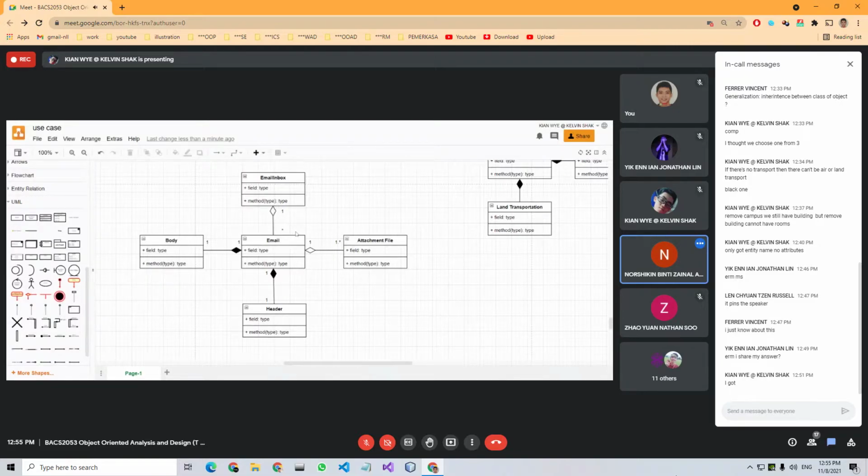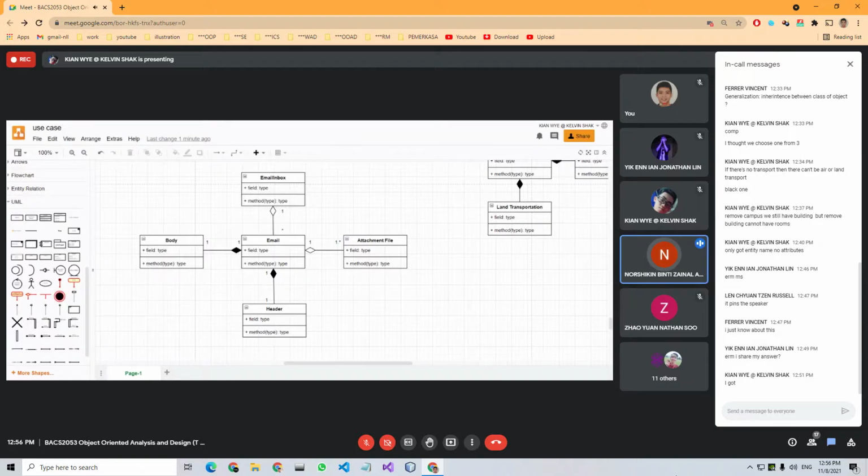So an email box has many incoming emails daily. So email box should be one of your entities. Then we move to the next statement. Each email, so next your entity should be email, the one in the middle. Email has a header, a body, and optionally it may consist of one or many attachments. So email should be one of your entities.